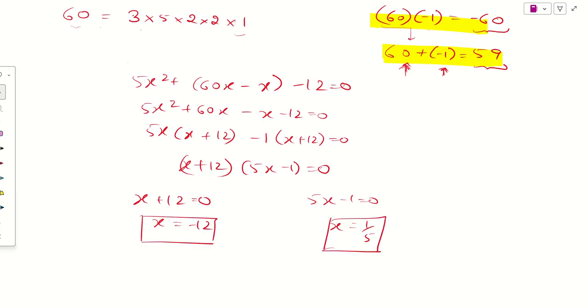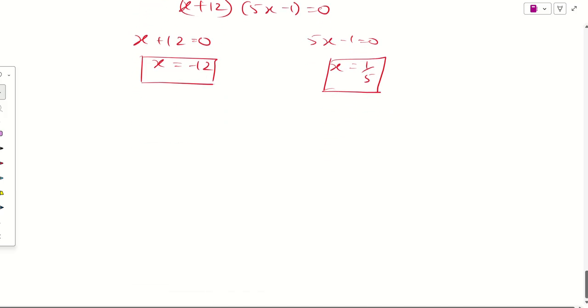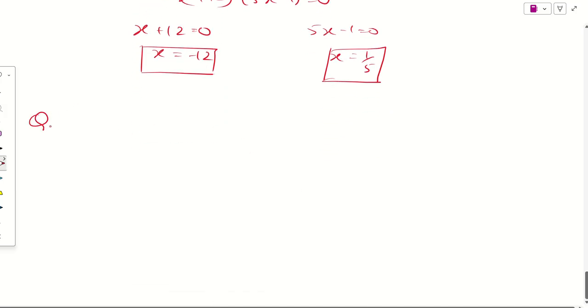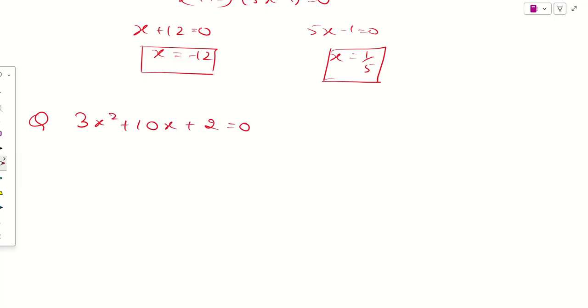Okay, so let's take another example: 3x square plus 10x plus 2 equals 0. What you know is that b breaks into two parts and the multiplication of those two parts will be the product term, that is 6. So can you find the multiplication of prime factors of 6? That will be 2, 3 and 1.